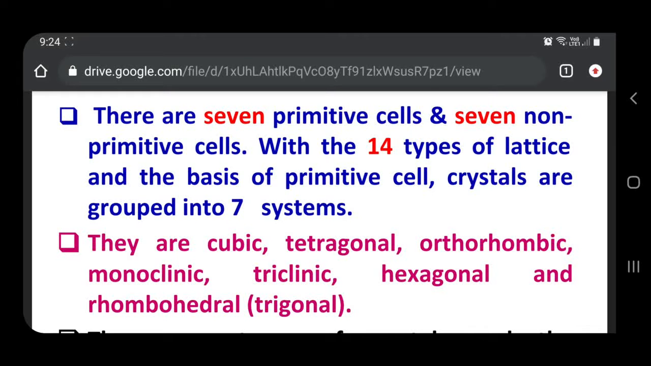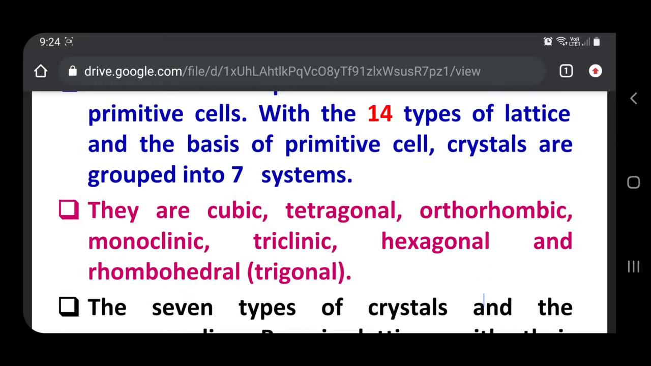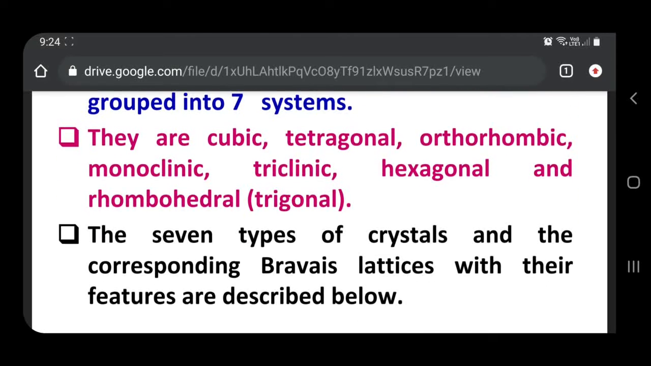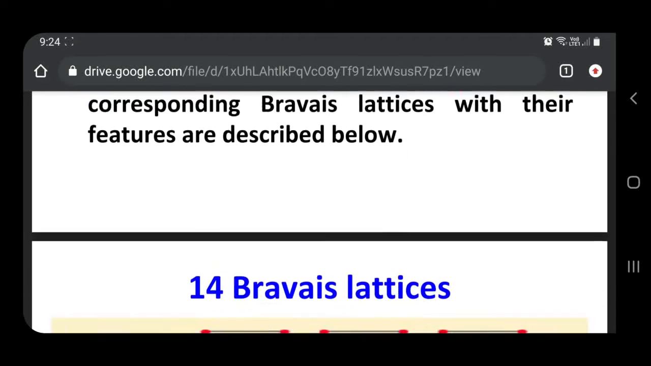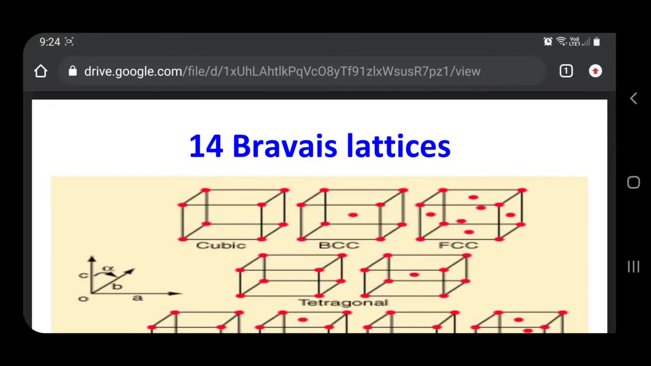So the 7 crystal systems, if you recall: cubic, tetragonal, orthorhombic, monoclinic, triclinic, hexagonal, and rhombohedral, which is also called trigonal. So 7 crystal systems are there, and 14 Bravais lattices. The 7 types of crystals and the corresponding Bravais lattices, with their important features or properties, are described here. First, just look at the 14 Bravais lattices.